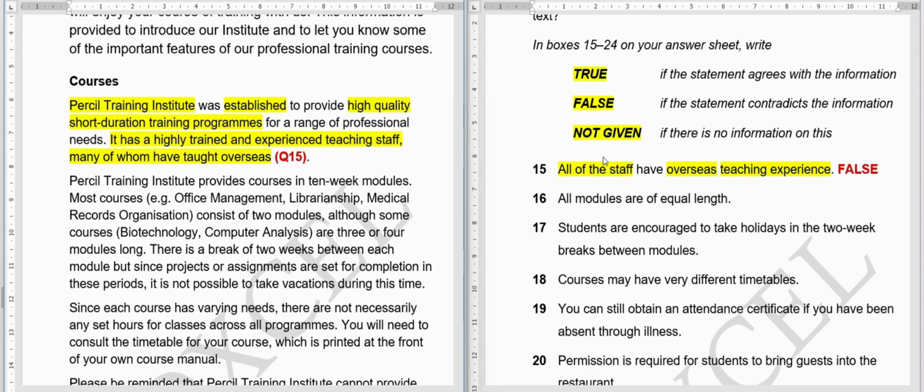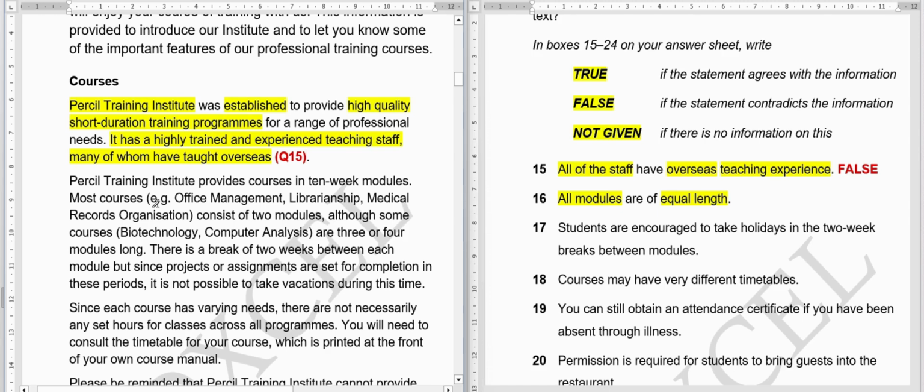Moving on to the 16th question. All modules are of equal length. So how many modules there are doesn't matter. All the modules will have equal length. So equal length means their duration will be similar or the same, like 1 year, 2 years, 1 week, 2 weeks, whatever the duration is. The duration for all the modules will be the same.